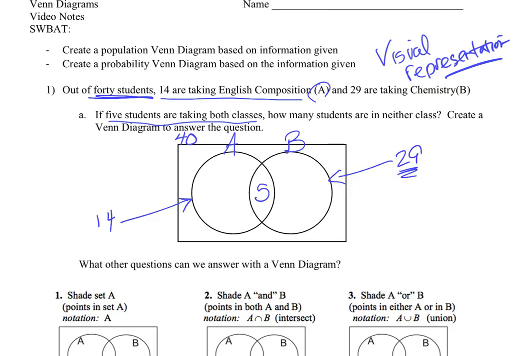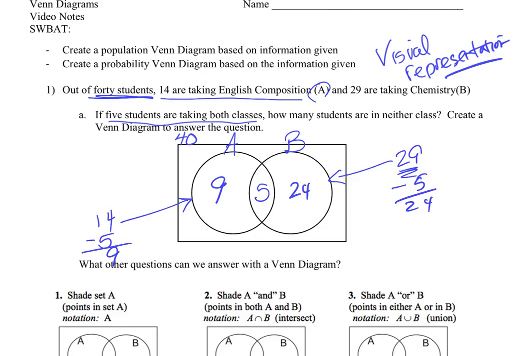Whenever you're doing a Venn diagram, you've got to start with what we call the and, the place where they intersect, where both things are happening at the same time. Since this is 5, 5 people are already done in that circle. So 9 people are taking English composition, not both. Same deal with this one. We do 29 minus 5, and there's 24 people.